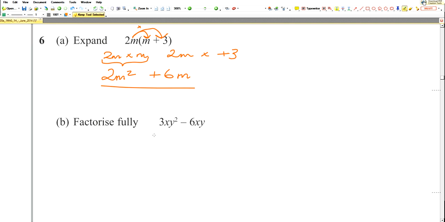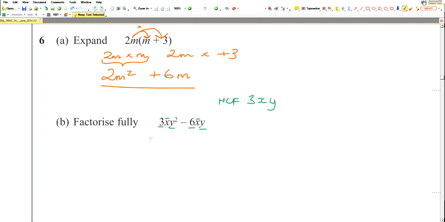Okay. So let's split it up. So you've got 3 here and you've got a 6 here. So what's the highest common factor between 3 and 6? The highest common factor between 3 and 6 is 3 so far. We have an x here and another x over here. So the highest common factor between x and x is x. We have a y squared and a y. The highest common factor is just y. So what we're going to pull out then, after we finish, we're going to pull out 3xy.